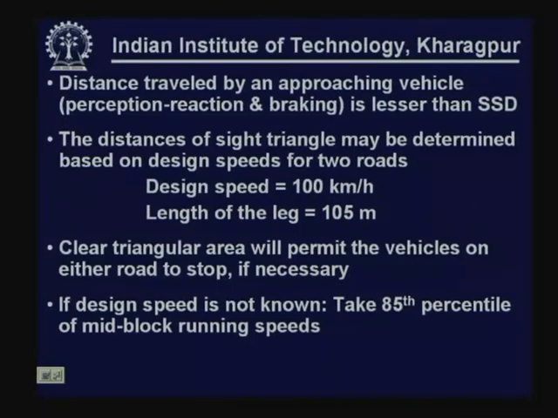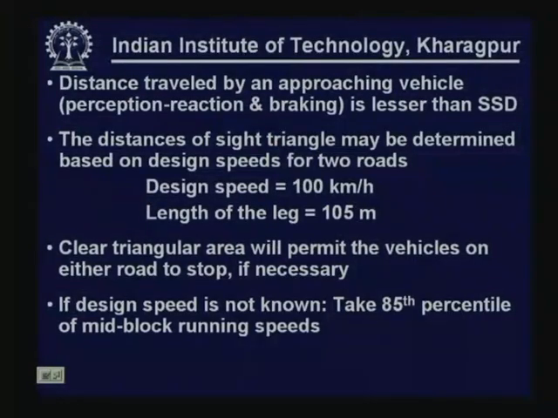So, accordingly for each approach, if we know the design speed, accordingly from the table we can get what is the required length. But to us it is important to understand the basis for these design values, which I have explained. Now, clear triangular area will permit the vehicles on either road to stop if necessary. So, this should be provided on each approach when the intersection is uncontrolled or intersection with no control.